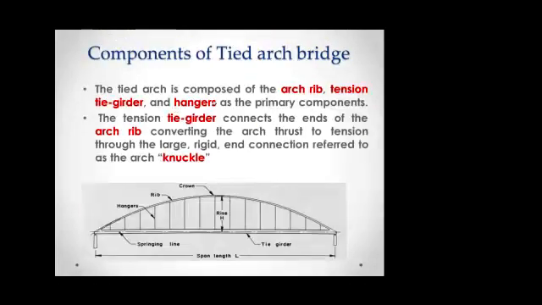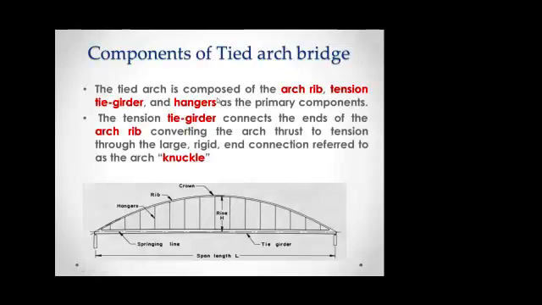And what are the components of the tied arch bridge? There are three main components. One is the girder, then the hanger, and then the rib. So these are the three main components of the tied arch bridge.